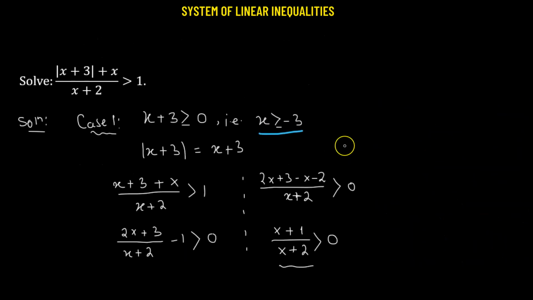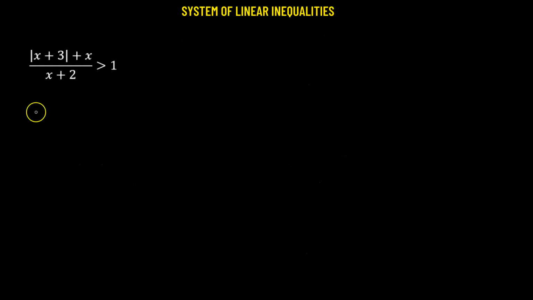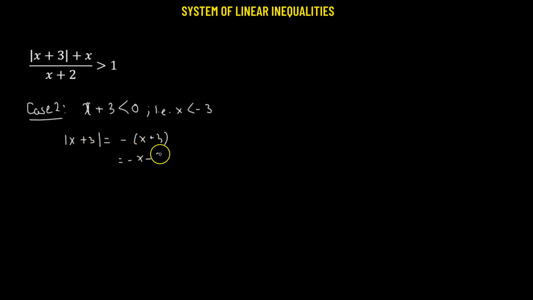Now we'll have to go to the second case. So let's try that out. In case number 2, we will begin by considering x plus 3 to be less than 0. We have already considered it to be greater than or equal to 0, so this time we will consider x plus 3 to be less than 0. We are not including 0 here. So this would mean that x must be less than negative 3. Now when this is the case, then the absolute value of x plus 3 will become equal to negative of x plus 3, or simply negative x minus 3.